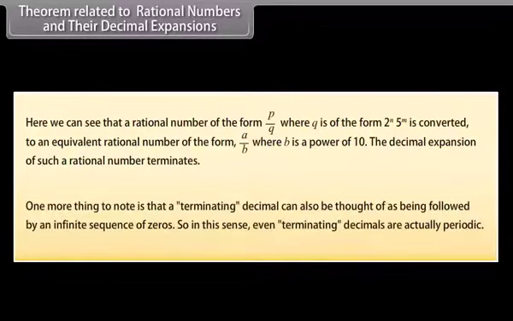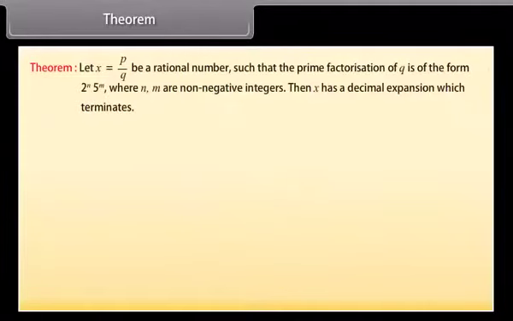One more thing to note is that a terminating decimal can also be thought of as being followed by an infinite sequence of zeros. So in this sense, even terminating decimals are actually periodic. Theorem. Let x equals p upon q be a rational number such that the prime factorization of q is of the form 2 raised to the power n, 5 raised to the power m, where n, m are non-negative integers. Then x has a decimal expansion which terminates.